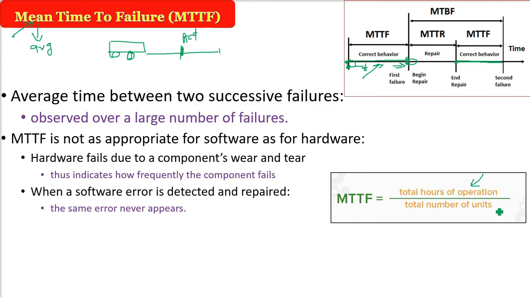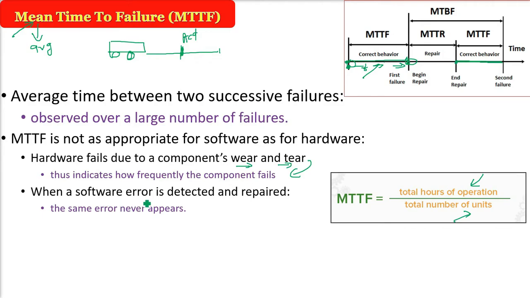for hardware. So you can just call it the total number of hours of operation divided by the total number of units. Hardware fails due to certain reasons, due to environmental conditions, due to wear and tear. There are many more inputs to its failure. Every hardware has to fail sometime. There is no immortality. So this indicates how frequently the component fails. Some component fails, your system will fail.